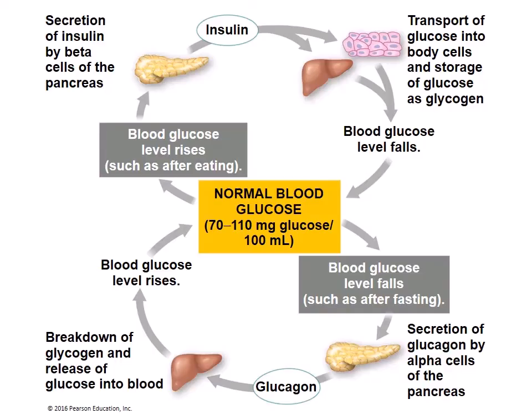So here's the picture of maintaining glucose homeostasis. If we start off on the top, you've got blood glucose levels rising after eating. That causes insulin to be released. That causes body cells to take in glucose, and it causes the liver to store glucose as glycogen, and that lowers the blood glucose levels. When your blood glucose levels dip too low, that causes the body to release glucagon from the alpha cells of the pancreas. That causes the breakdown of glycogen and the release of glucose, and that causes the blood glucose levels to rise again.